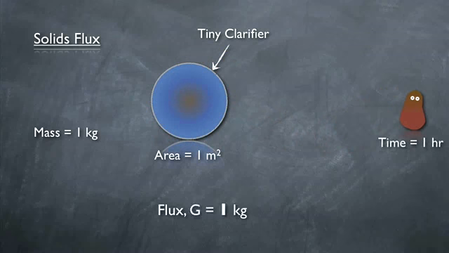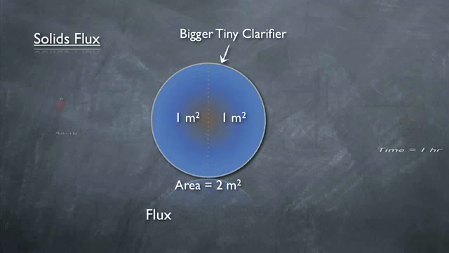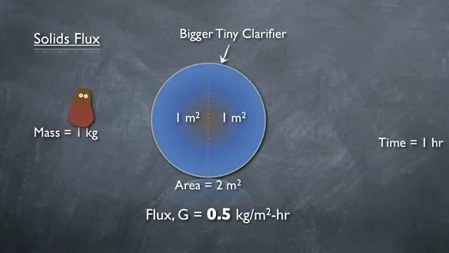Now if the surface area of the tiny clarifier was doubled, but the same mass of solids passed through in the same amount of time, the solid's flux would be half. Why? Because it is normalized to 1 square meter of clarifier area. The amount of solids going through the clarifier didn't change, but the amount going through 1 square meter did, by half. By using flux, one can compare clarifiers of different sizes and loads on an equal basis.